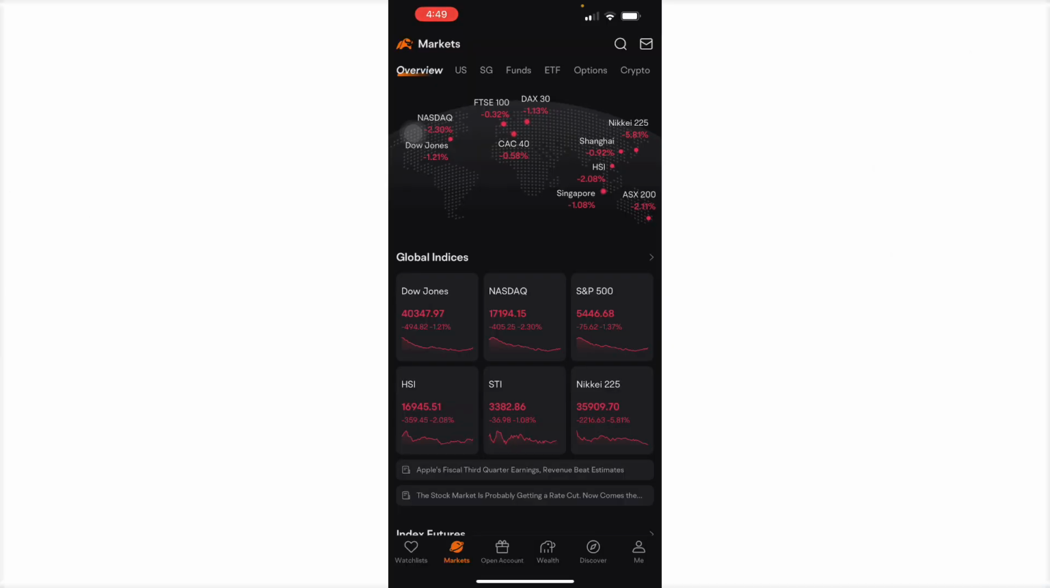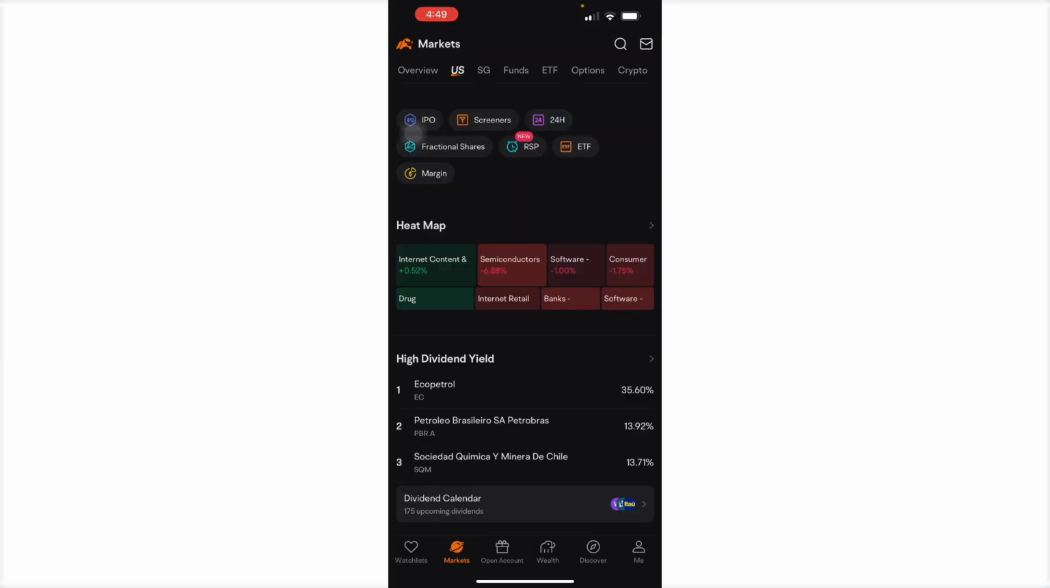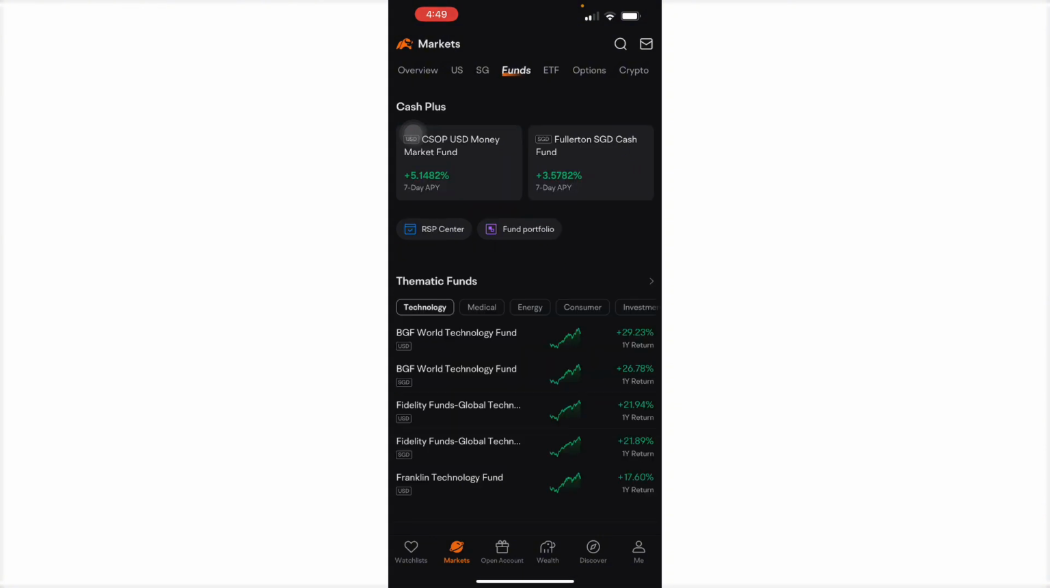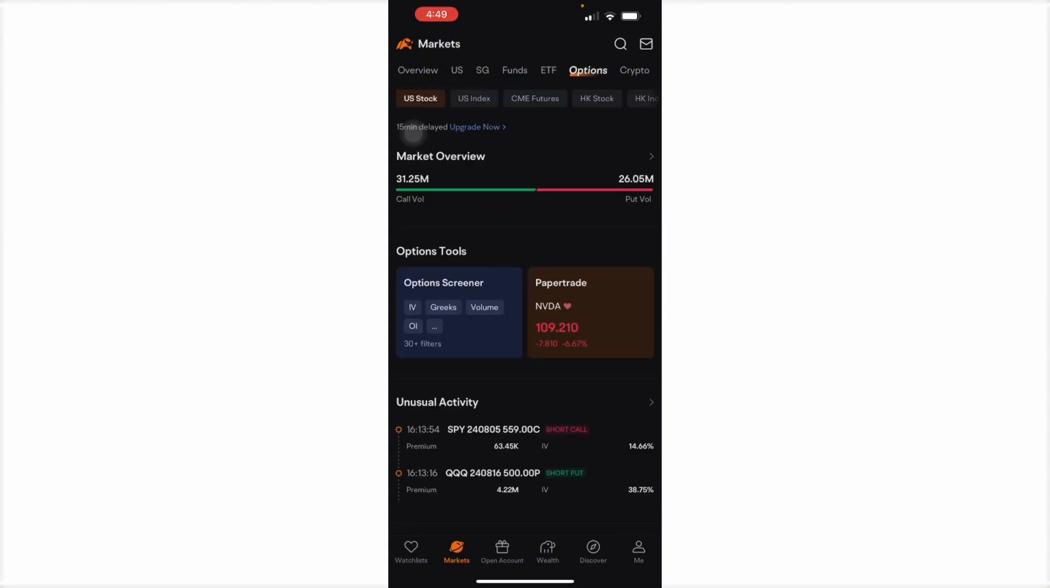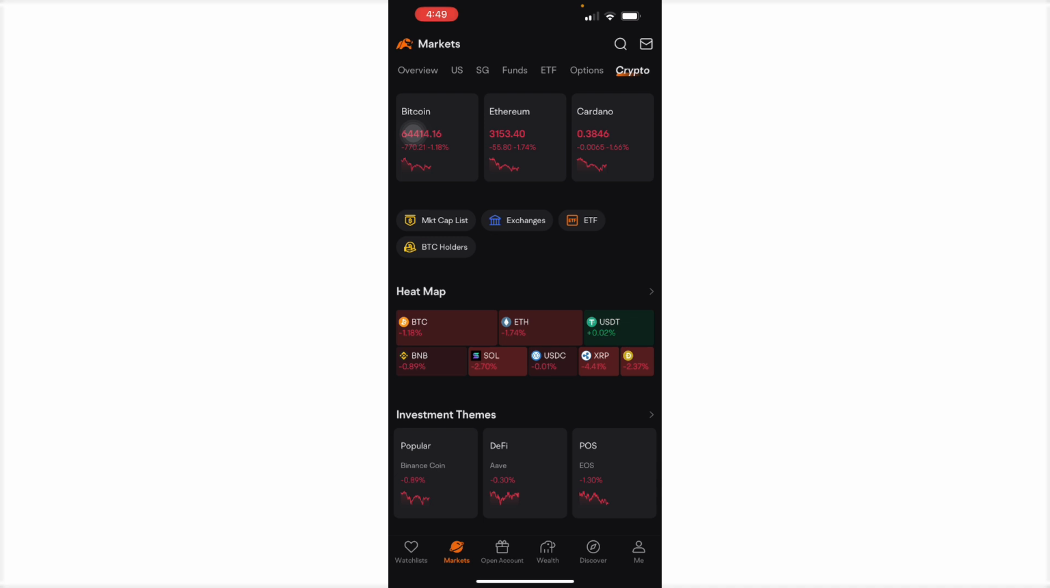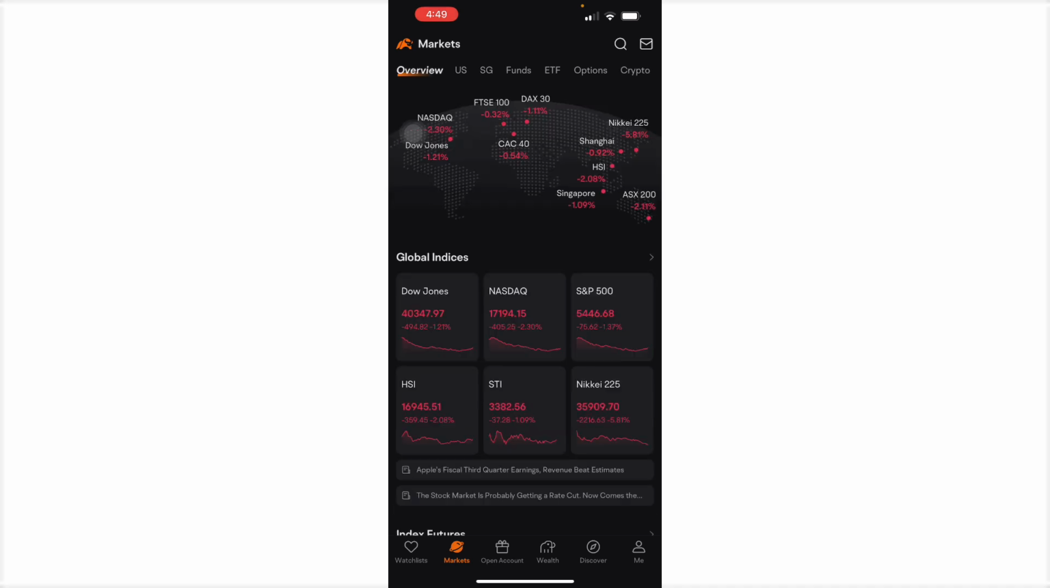So to do this is pretty simple. Here we have our Moomoo, with our overview, US, Singapore, funds, ETF, options, and crypto. I'm going to show you an overview of how it would look when you buy stocks on the Moomoo app. If you're a Singaporean citizen, you're in luck, because this is how it would look.